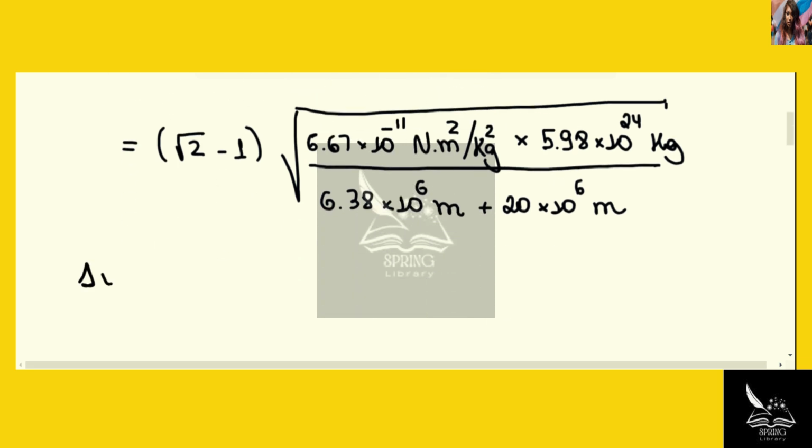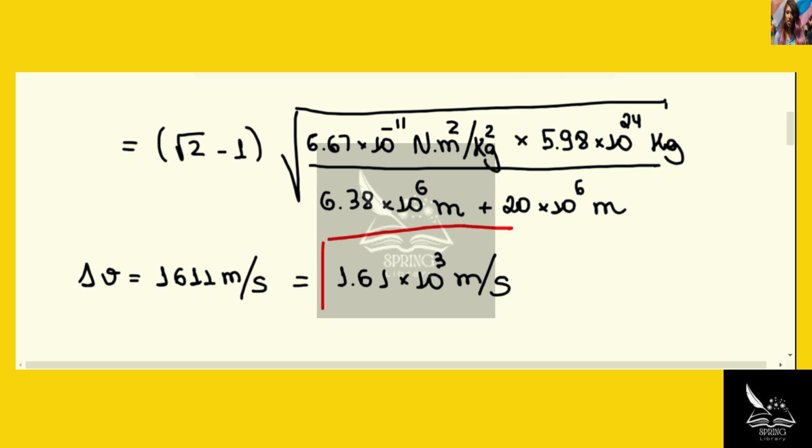So delta V is equal to 1,611 meters per second, which I'm going to write as 1.61 times 10 to the 3rd meters per second. So this is the increase in velocity so that the rocket leaves Earth's orbit, which concludes our exercise.